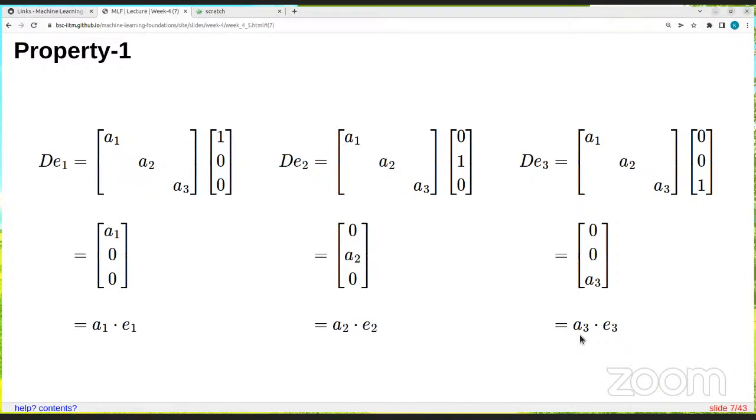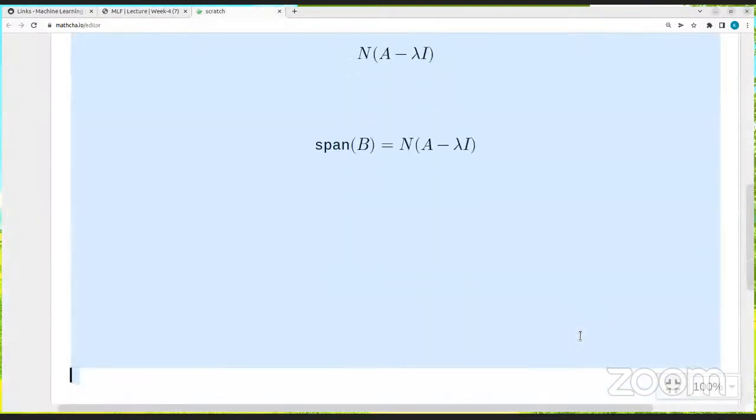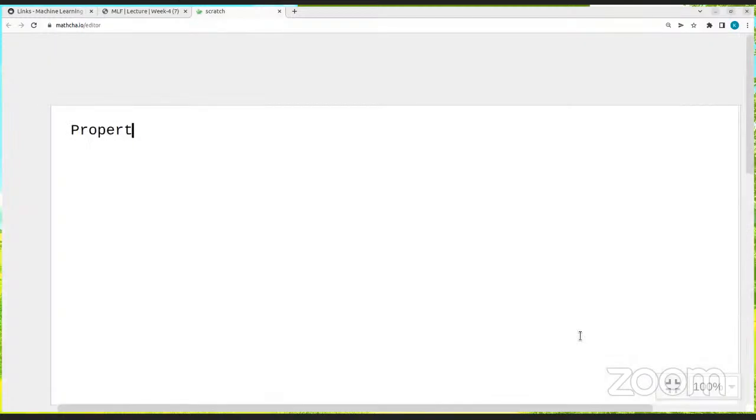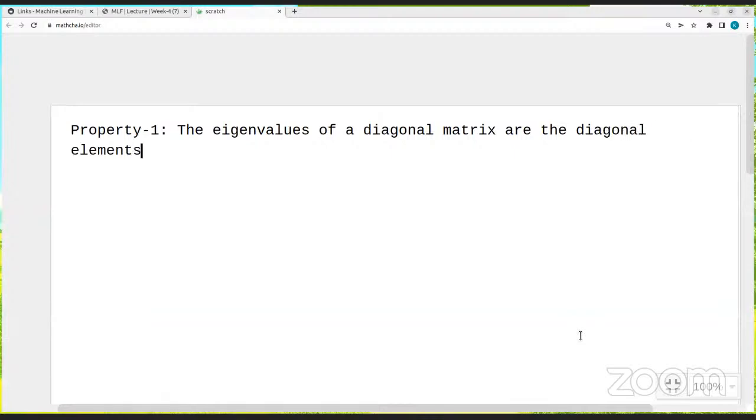That in the diagonals we can just read out the eigenvalues. Correct. And the eigenvectors are the standard basis, right? So this is the first property. The first property is this, namely the eigenvalues of a diagonal matrix are the diagonal elements.